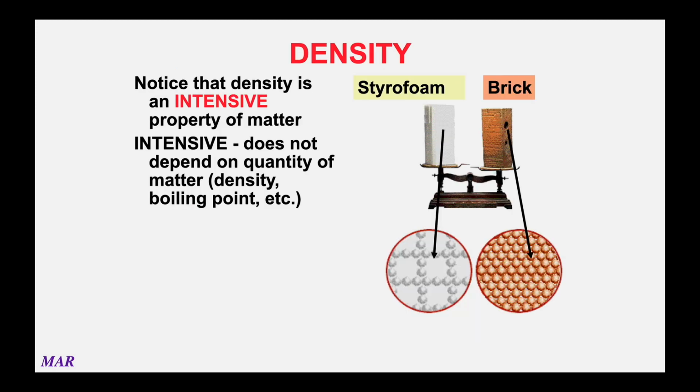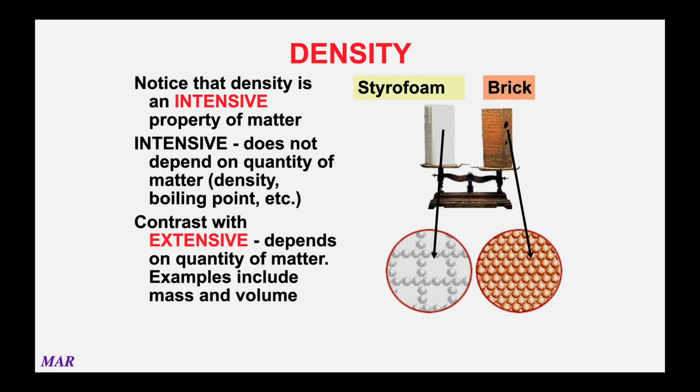Density is an intensive property, which means it doesn't matter how much of it you have. So you can have a little bit of brick or a lot of brick. The density should be the same. The relationship between the mass and the volume will not change depending on the quantity. And this is a cool distinction. Things like boiling points and melting points also don't matter as to the quantity. You can have a little bit or a lot, should be the same boiling point.